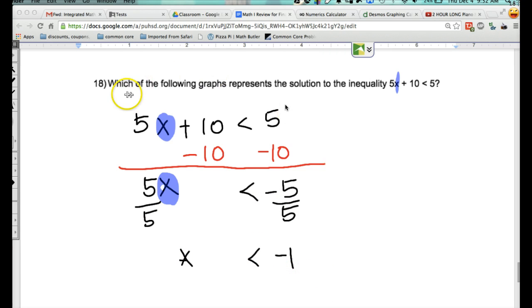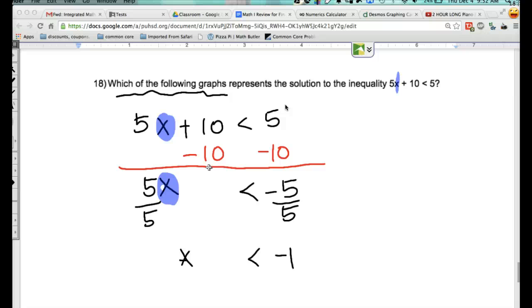But here's the thing. The question says, which of the following graphs represent this? And I told you your test is what? I told you that your test is multiple choice. Okay? So then, you're looking for the correct graph. Okay? If you did all this work and you don't know how to graph, then you have a problem.